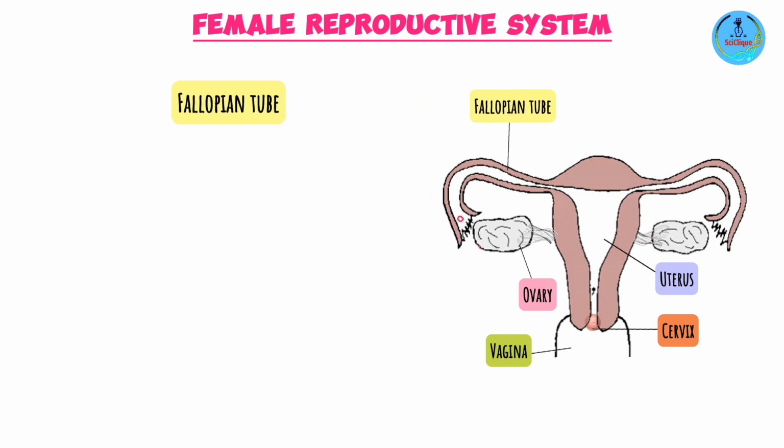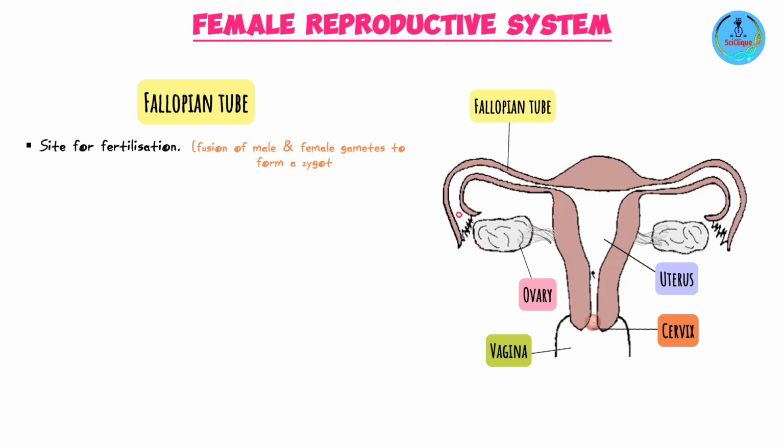Our next structure is the fallopian tube. Now, this is where fertilization takes place. So fertilization is the fusion of the male and female gamete. So what is meant by this is that the sperm cell and the egg cell fuse or join together in the fallopian tube. So this is where they meet each other. Now the egg, once released from the ovary, passes through the fallopian tube on its way to the uterus.